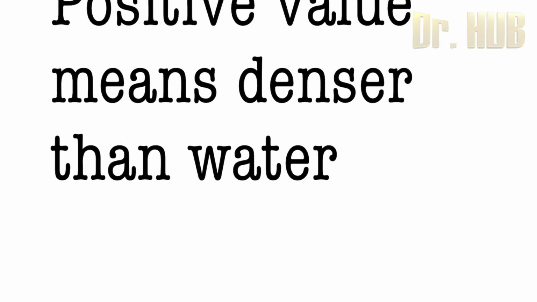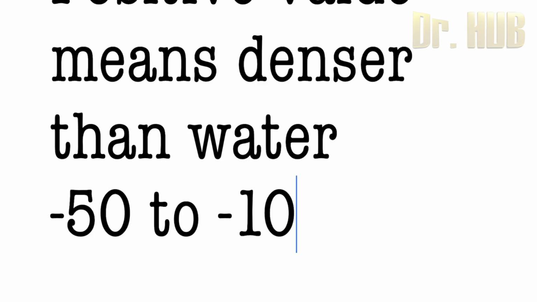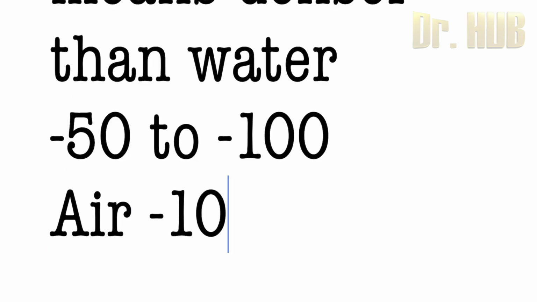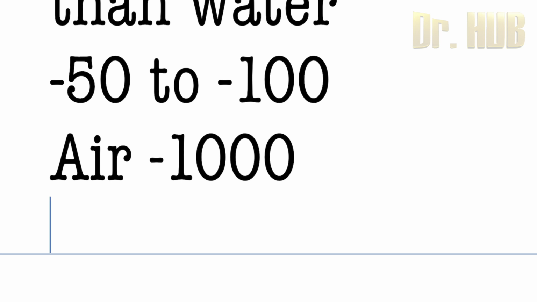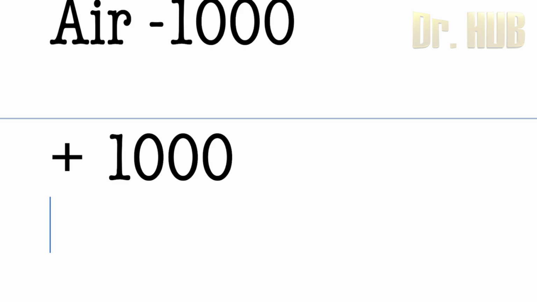The fat HU value is minus 50 to minus 100. Then looking at air, it is minus 1000. Then bone is plus 1000. So air is minus 1000, the bone becomes plus 1000. So these are the values.